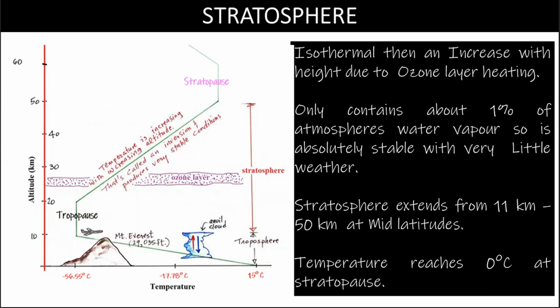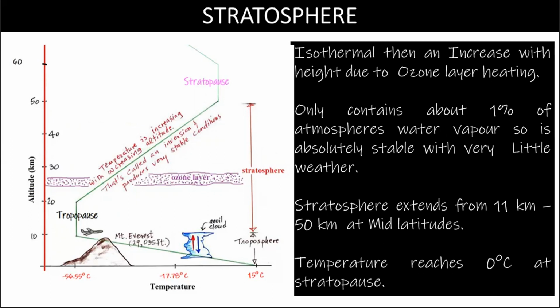Stratosphere extends from 11 to 50 km at mid-latitudes. The temperature in the stratosphere rises with altitude. Temperature at the beginning of stratosphere at 11 km is minus 56.55 degrees Celsius. Temperature reaches 0 degrees Celsius at stratopause at 50 km.